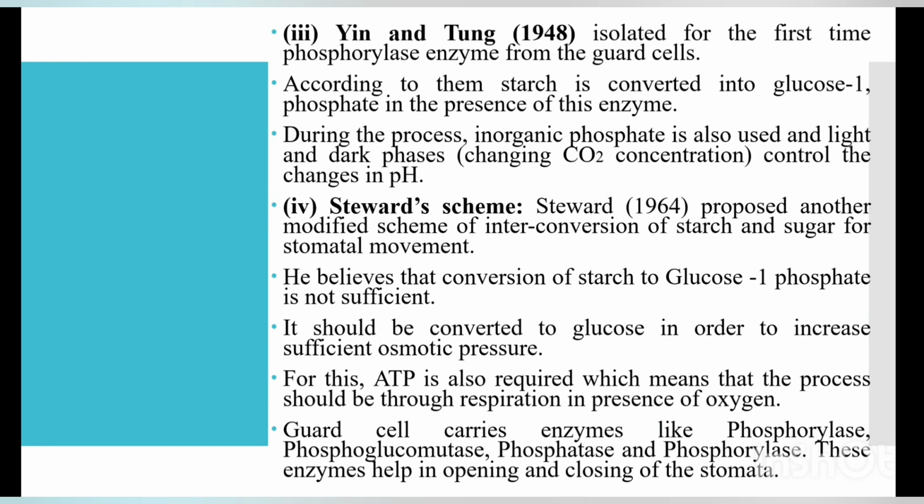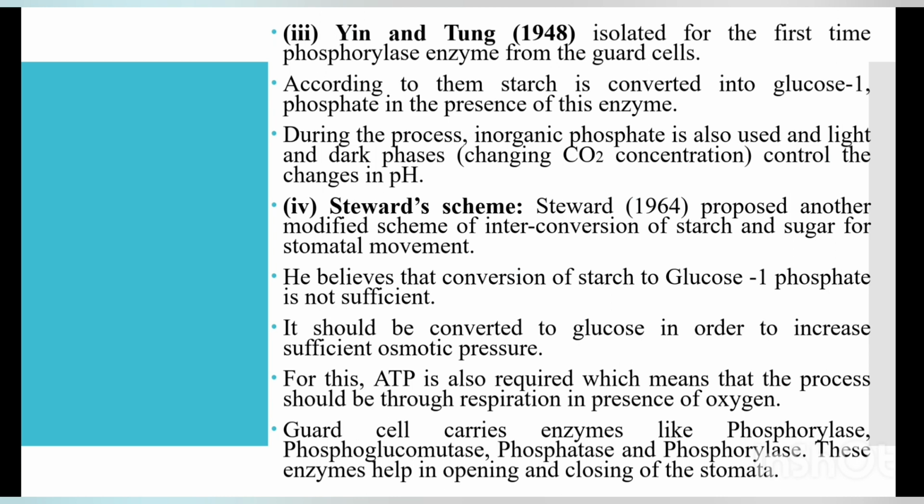According to them, starch is converted to glucose 1-phosphate in the presence of this phosphorylase enzyme during the daytime. During this process, inorganic phosphate is also used, and light is also used. But in the dark phase, the glucose 1-phosphate is again converted to starch and inorganic phosphate. So this change in pH and the phosphorylase enzyme control the movement of stomata.